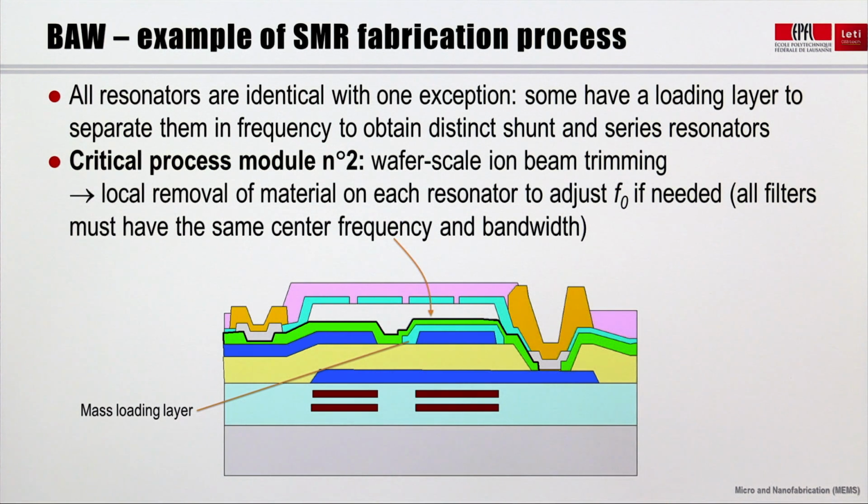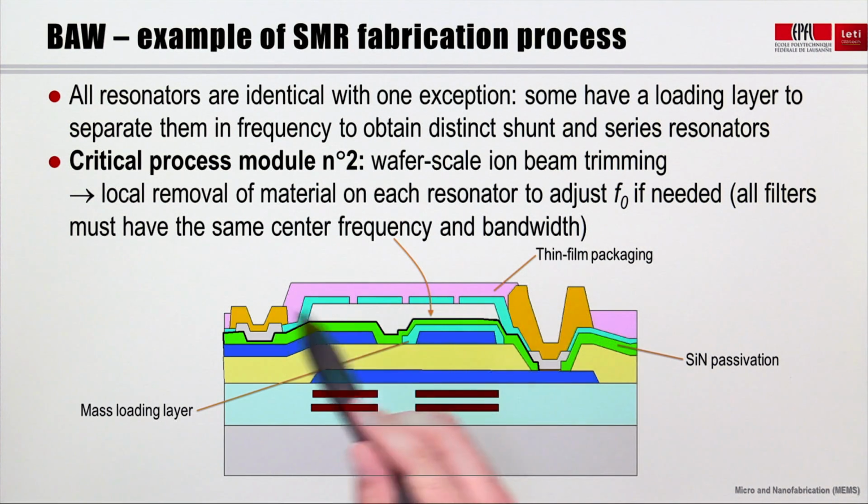The second critical process step is wafer scale ion beam trimming. By locally removing some material, the ion beam allows precisely adjusting the resonance frequencies of each series and shunt resonators. It's indeed very important that each filter has the same bandwidth and center frequency. The resonators have a silicon nitride passivation in green and are capped with a thin film packaging in pink to provide them with a hermetic and clean cavity at ambient pressure.